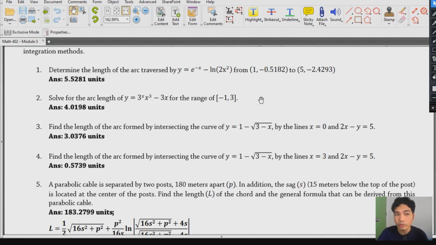Now for the next number, we need to solve for the arc length of y equal to 3 raised to x cubed minus 3x for the range of -1 to 3. The graph is kind of required here. We need to see it, because this is a combination of exponential functions and an algebraic expression, and a range was given. We need to make sure we're seeing it as continuous or single, because what if there are two? There could be two possible answers, or the sum of the units. So it depends on what we see here.